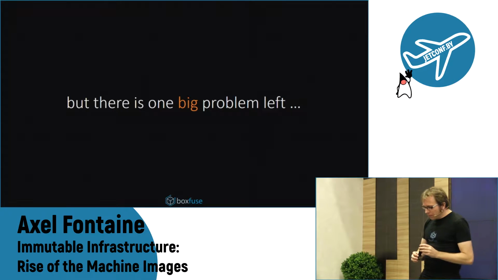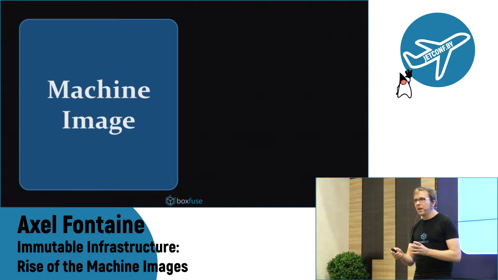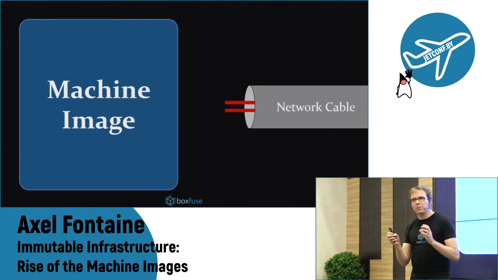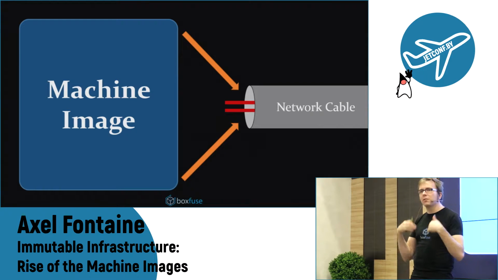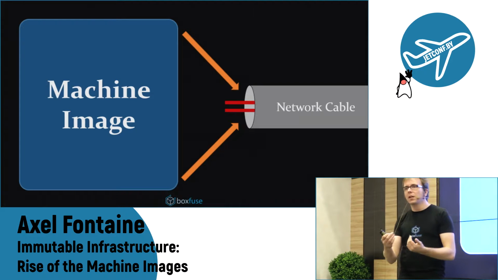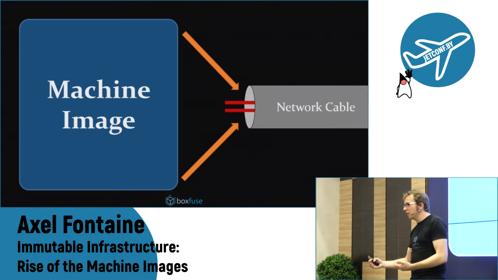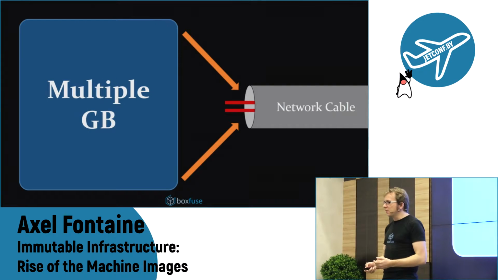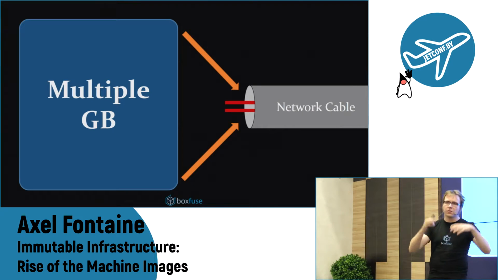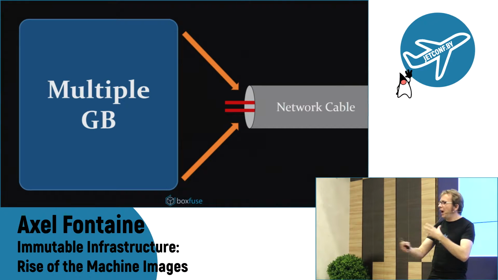But of course, there is one big problem left, is that the size of our machine images and the size of our network pipes don't really fit together. We've got a bit of an issue here. It is complicated to push machine images multiple times a day over the internet. It is expensive to archive thousands of versions of them per year. So how can we deal with that?